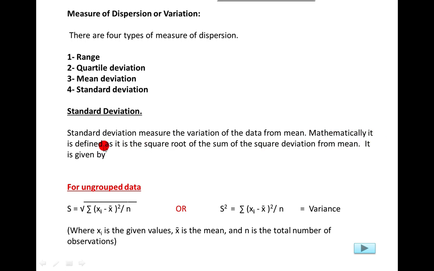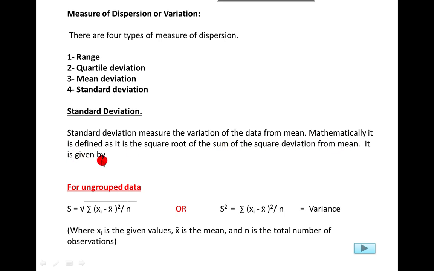Mathematically, it is defined as, this is the mathematical formula. It is the square root of the sum of the square deviation. This summation sign means sum. Sum of square deviation. This is the square of the deviation. Deviation from value minus mean. Deviation means difference. Sum of the square deviation from mean.